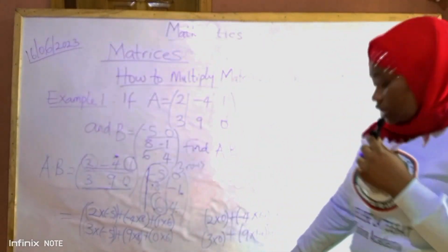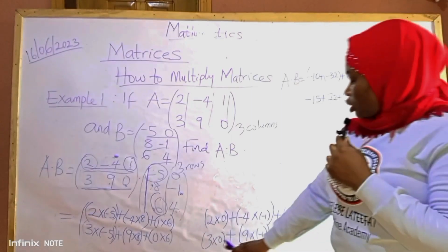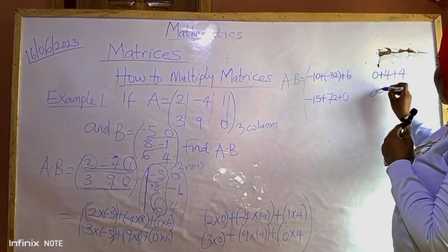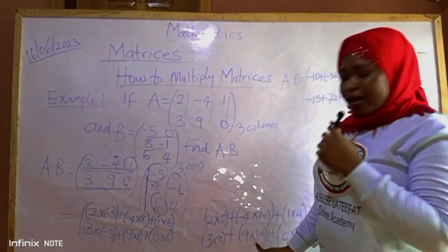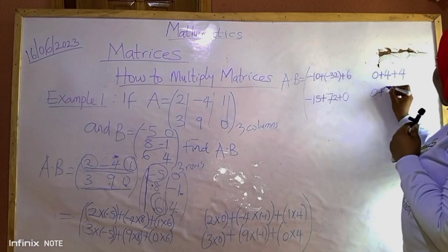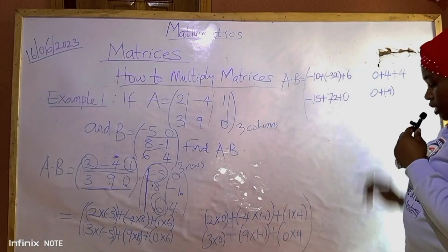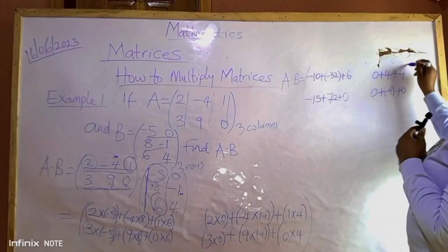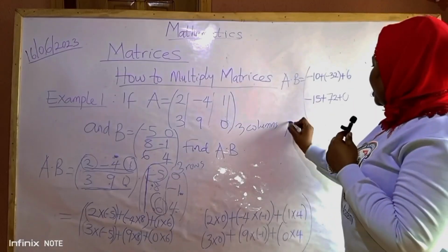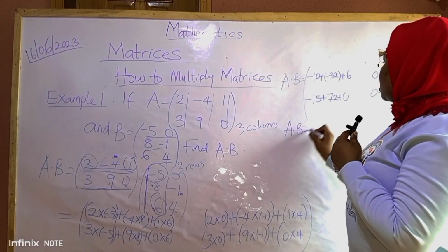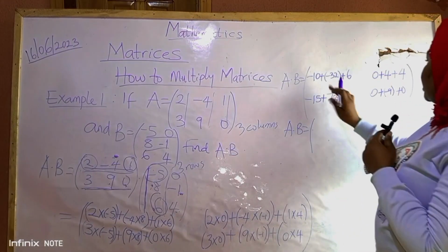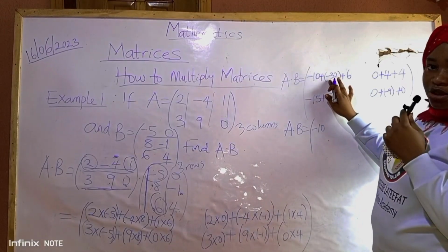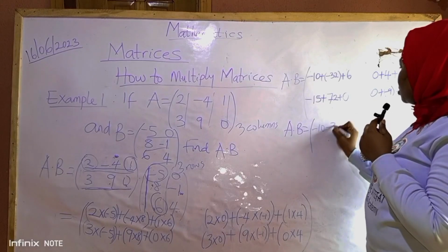Now go to the fourth element of the answer. So 3 multiplied by 0 is 0. Plus 9 multiplied by minus 1, that is minus 9. So plus minus 9. Then 0 multiplied by 4 is 0. So plus 0. So our answer A multiplied by B is equal to minus 10, plus times minus 32. Minus 32.